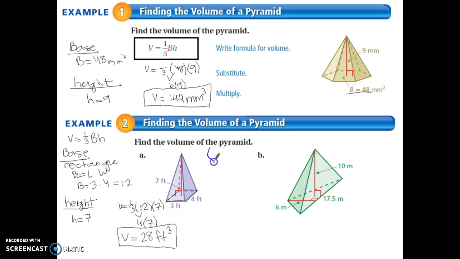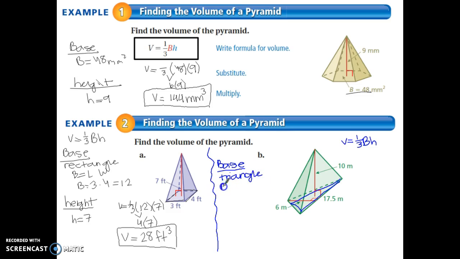The next one I have is letter B. In letter B, we're still finding the volume of a pyramid, so I'm still going to use my formula where V equals 1/3 of the area of the base, which is capital B, times height. So off to the left, I'm going to first find the area of my base. In order to do that, we need to identify the base as a triangle. So looking at the base, I see this triangle here.